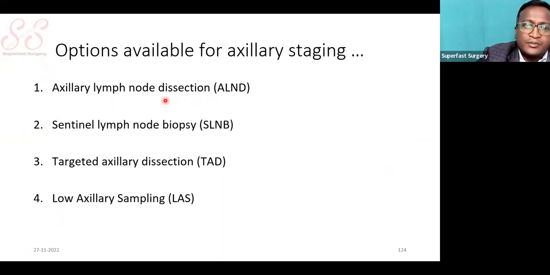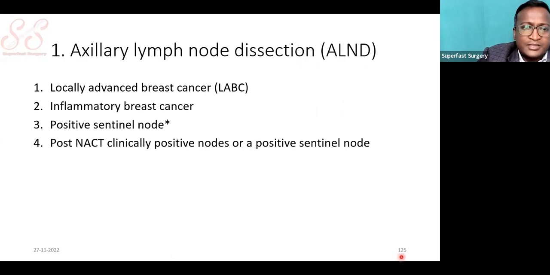The standard and age-old method is axillary lymph node dissection, ALND, followed by sentinel lymph node biopsy, targeted axillary dissection, and low axillary staging. So we will be studying these different forms of staging line by line.